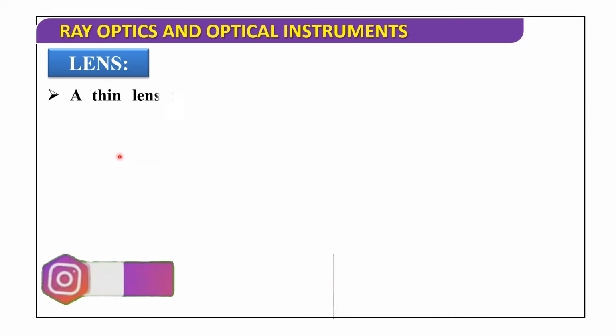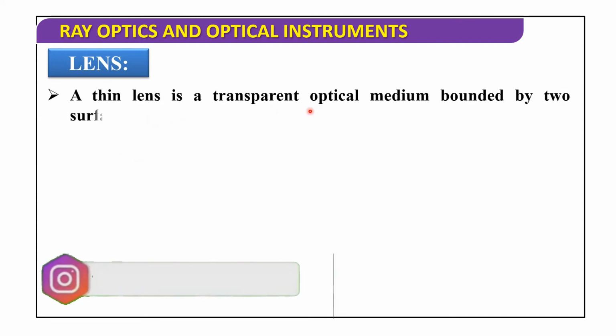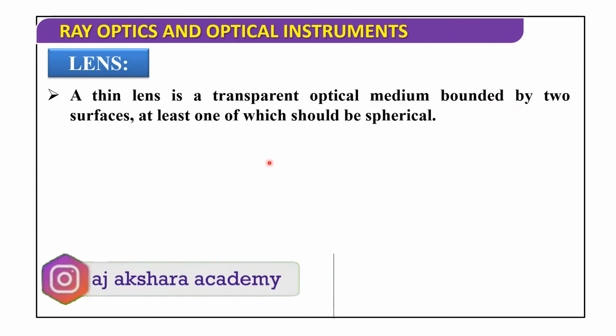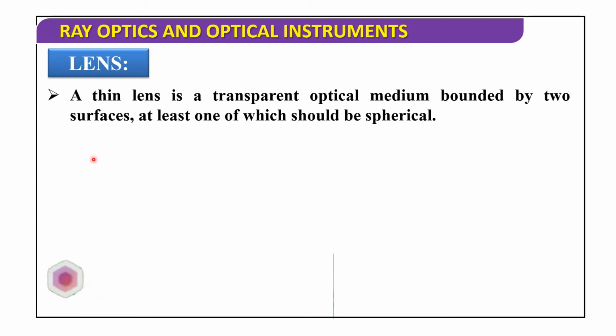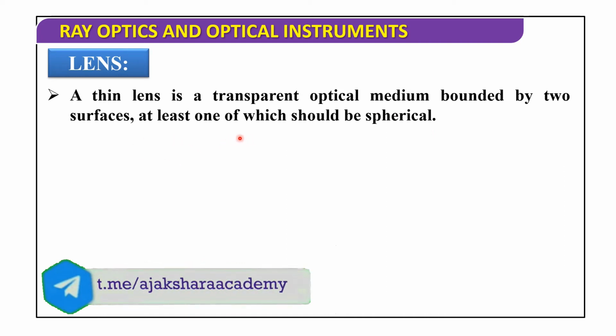Lens. A thin lens is a transparent optical medium bounded by two surfaces, at least one of which should be spherical. A lens is a transparent material which is bounded by two surfaces, of which one may be spherical. So, what is a lens? A lens is a transparent material which is bounded by two surfaces, in which one may be spherical.